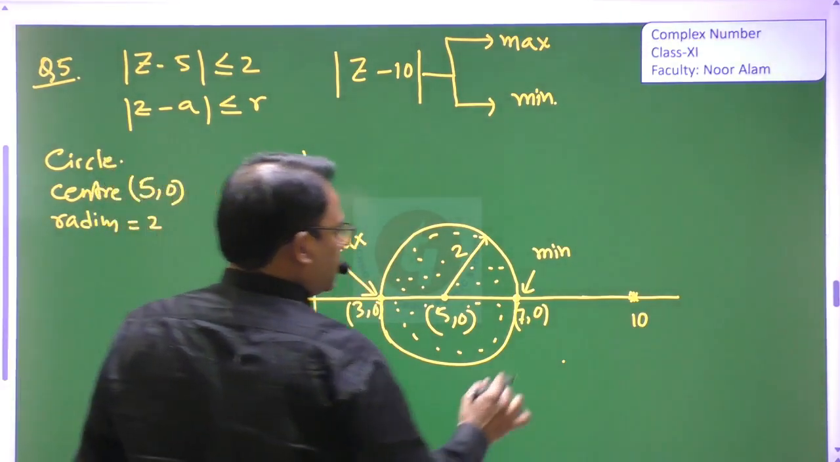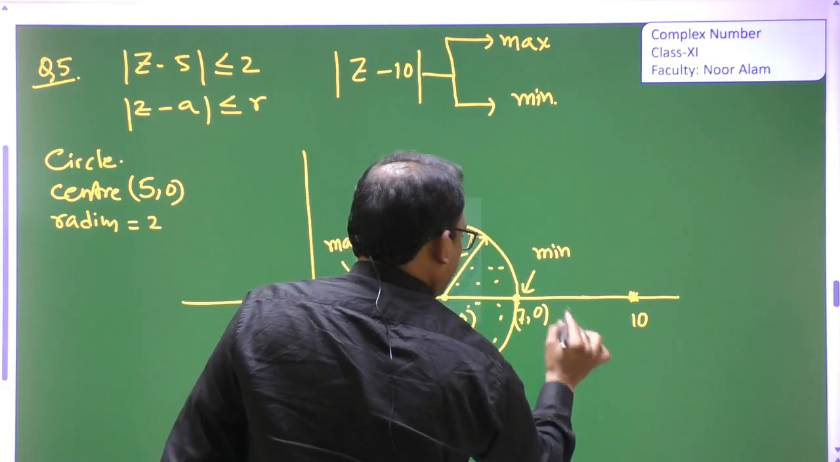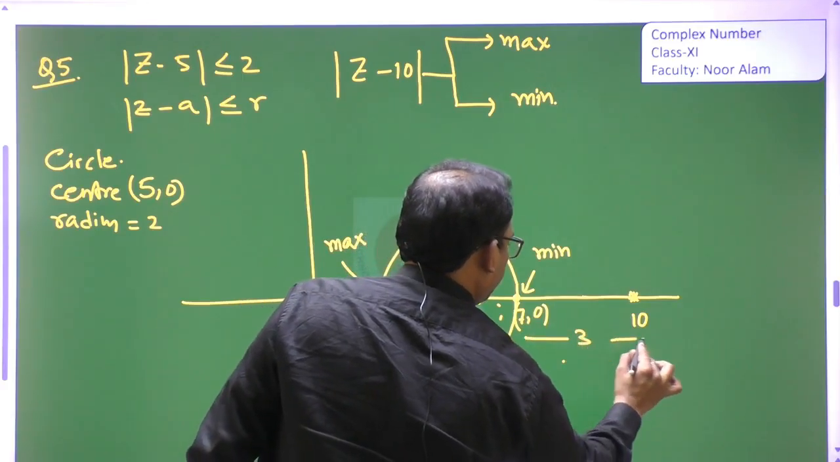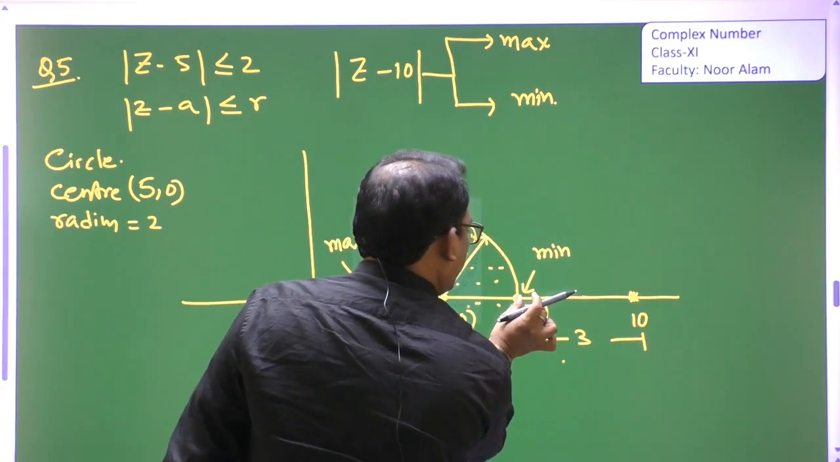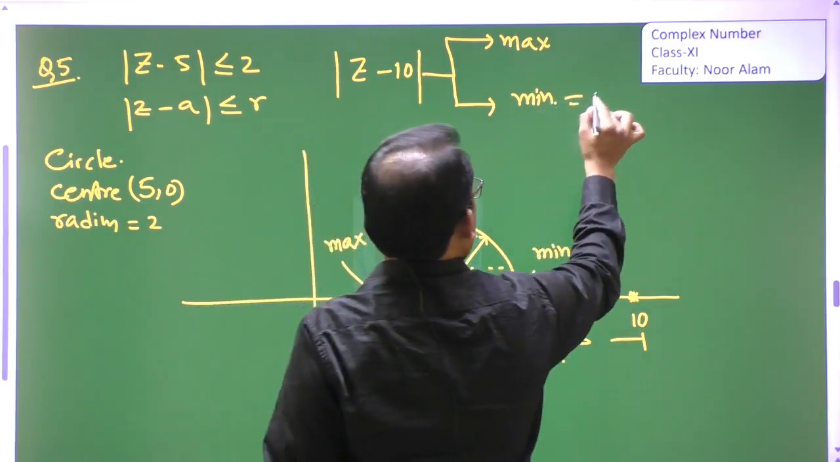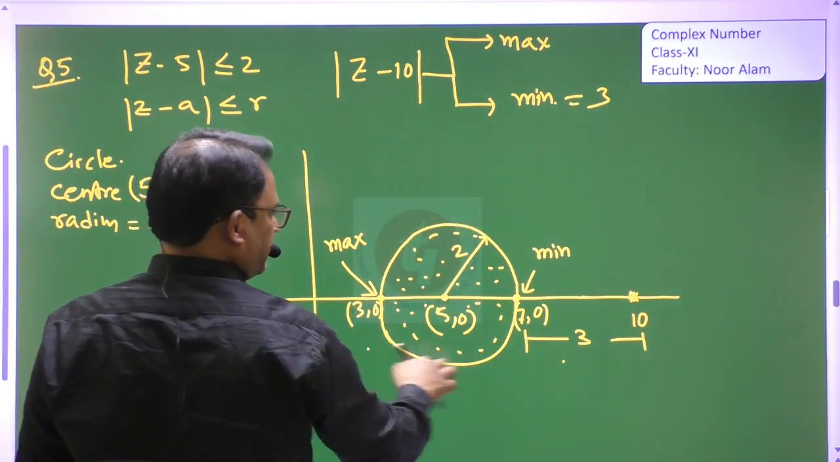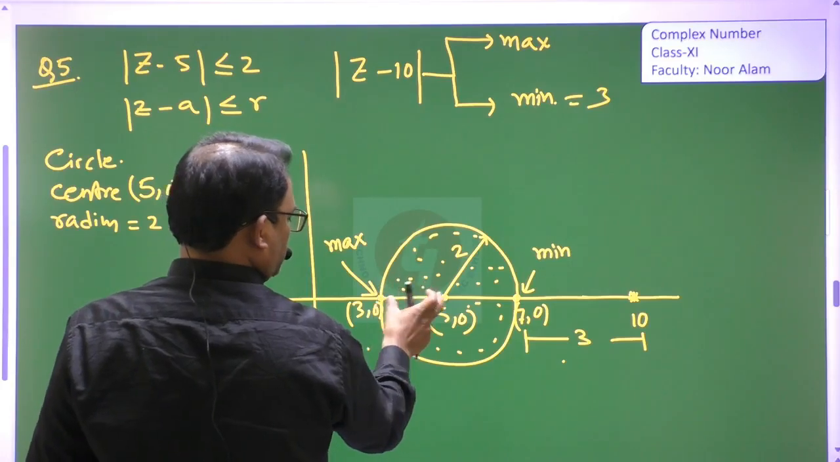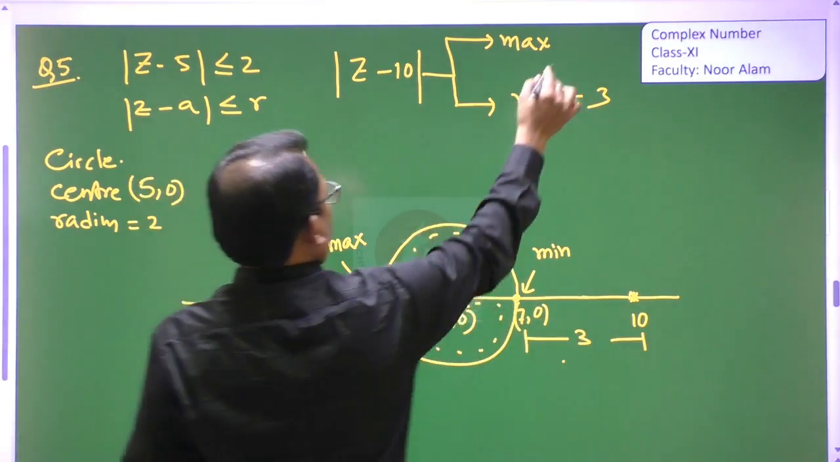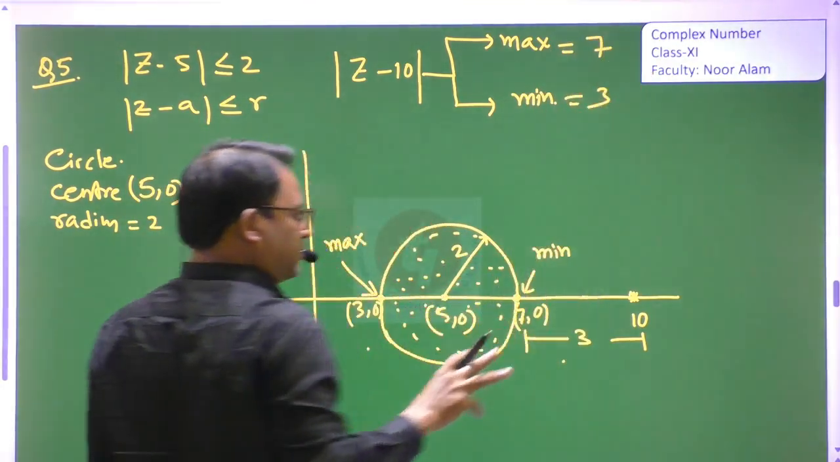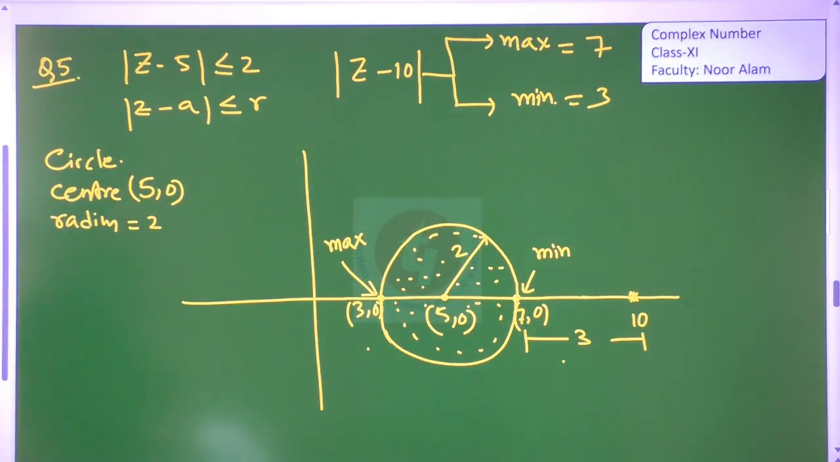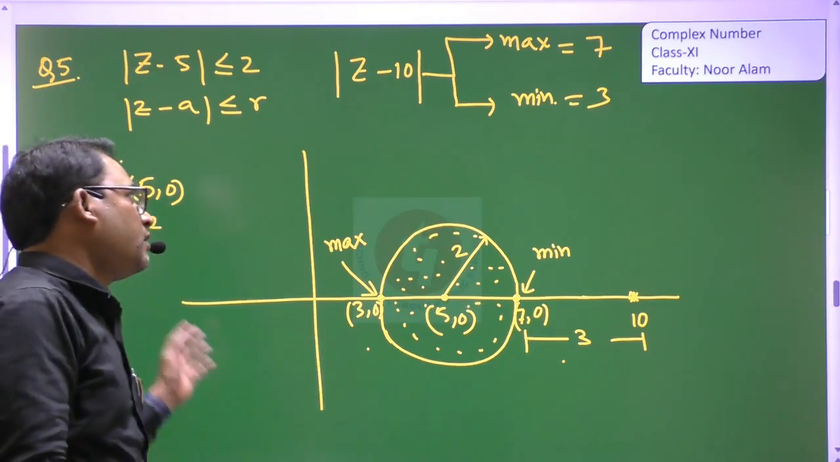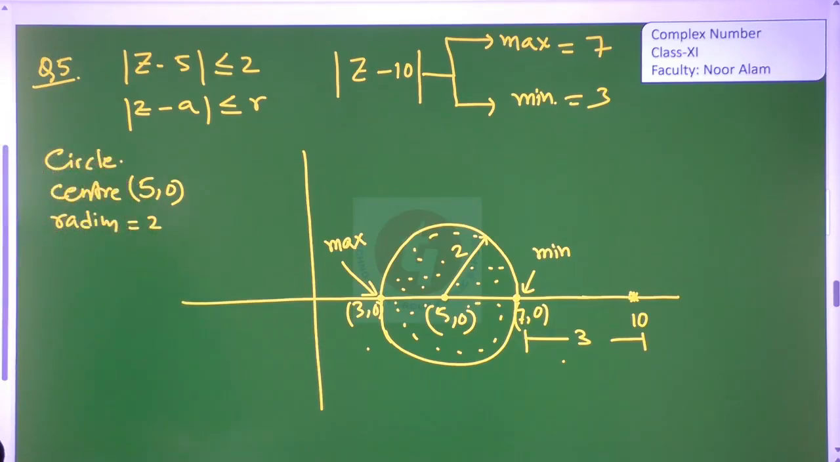Notice that here 10 and here 7, so the minimum distance will be 3 units, when z is at this point here. The maximum distance is 3 units plus the diameter, 2 plus 2, 4, and 4 plus 3 is 7. So dear student, you will notice that without solving any problem mathematically, just by using the figure, we are solving the questions that generally come in JEE.